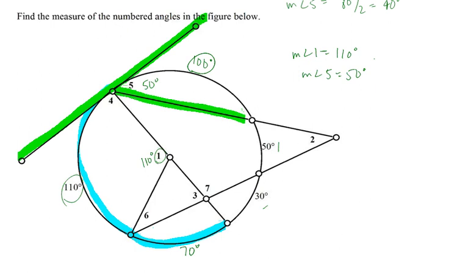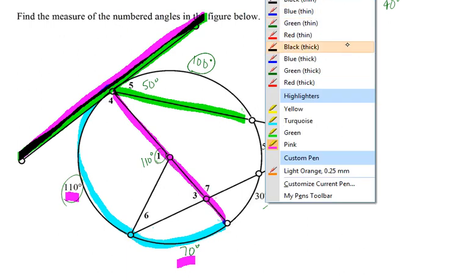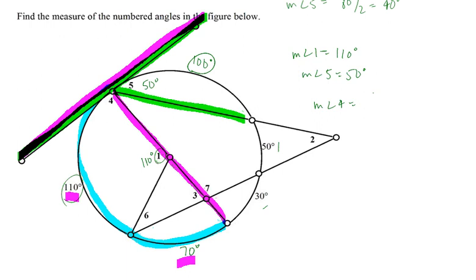Looks like we could do the same thing with angle 4. Angle 4, let's see, we've got tangent line, pink, chord, which is a special chord, it happens to be a diameter. So 110 and 70, 180 degrees is the arc measurement, but we're going to half that for angle 4. So angle 4, half of 180 degrees. The intercepted arc is 180 degrees, that's 90 degrees.